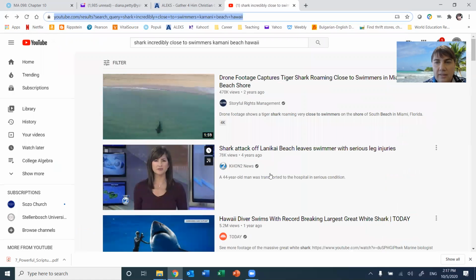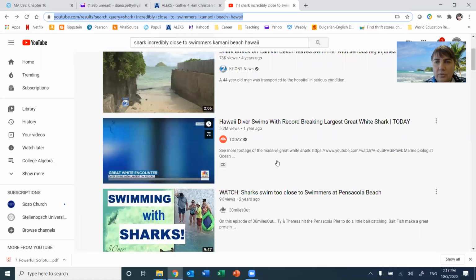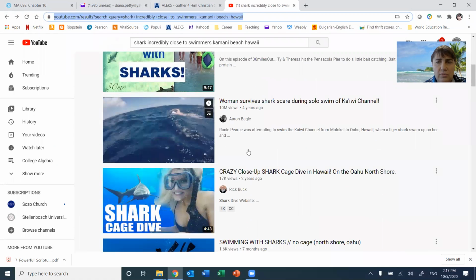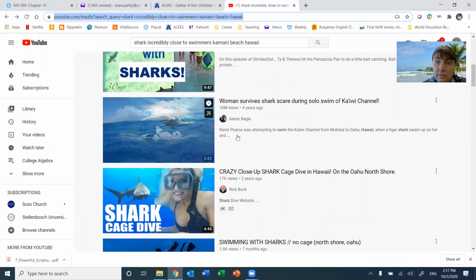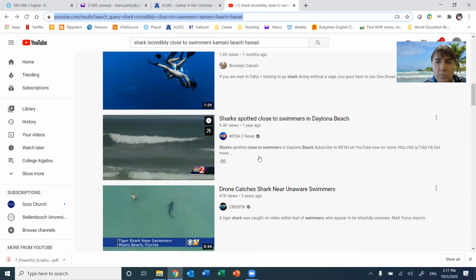Shark attack. Leave swimmers with serious. Oh, I don't want this. Record breaking largest great shark. Oh, no, I don't want this. Swimming with sharks. I don't want this. Woman survive shark. Shark spotted close to swimmers in Daytona Beach. Oh.